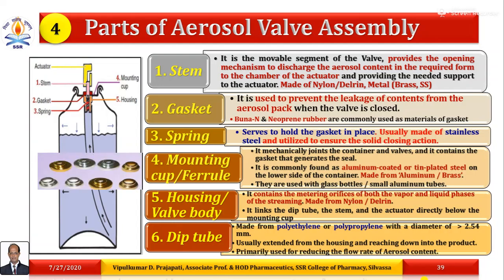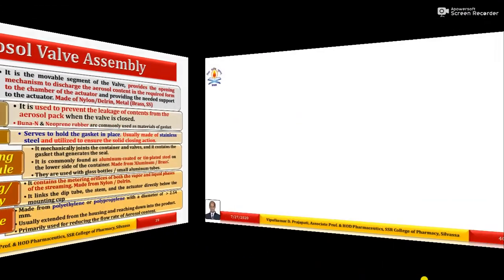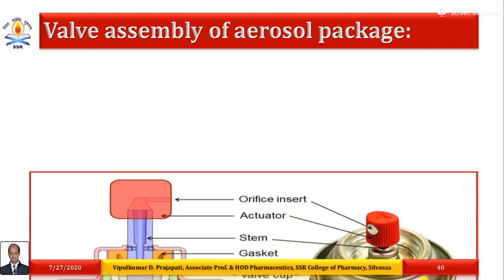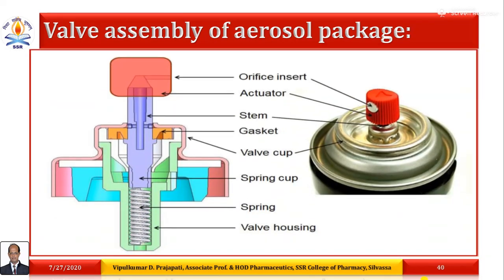This image indicates the mounting cup or ferrule in different shapes and colors. Now this image shows the valve assembly of an aerosol package: orifice insert, actuator, below this actuator the stem, gasket, valve cup, spring, valve housing.